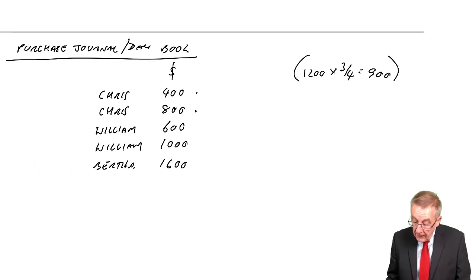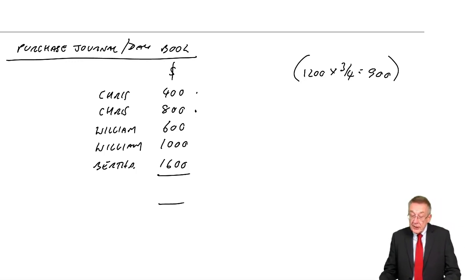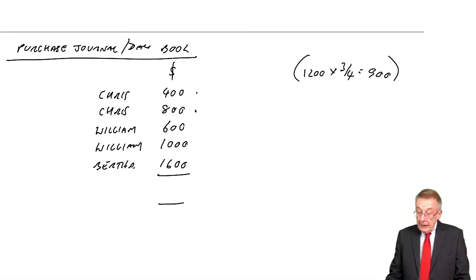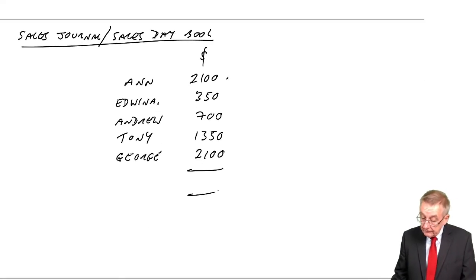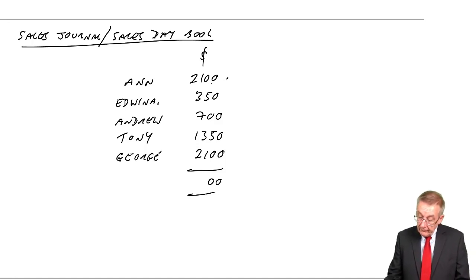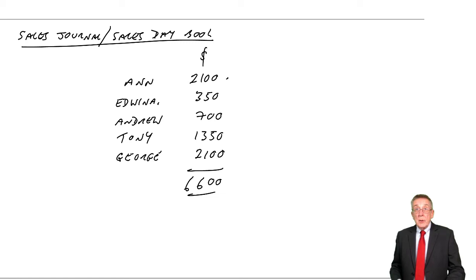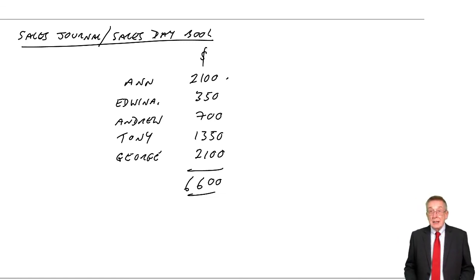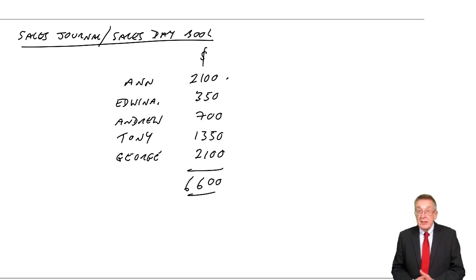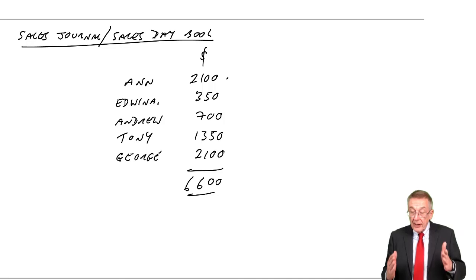What else? The purchases journal, purchases day book, the purchases on credit. The total there is 4,400. And the sales journal, the sales on credit, the total, 6,600. All right, so there are what we call the books of prime entry. I said several times, they're effectively notebooks. There's no double entry. We'll worry about that shortly. But every transaction has been recorded in one of those four books.